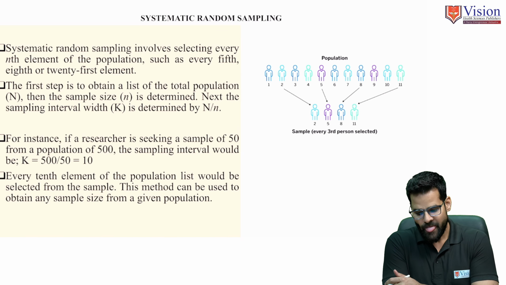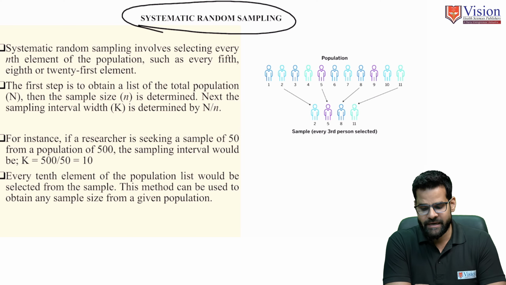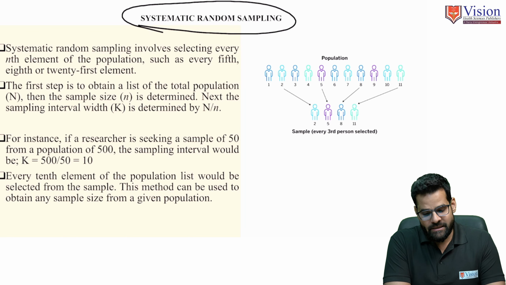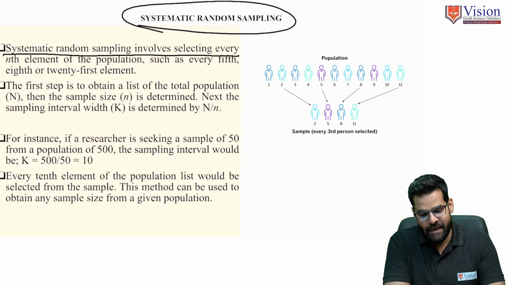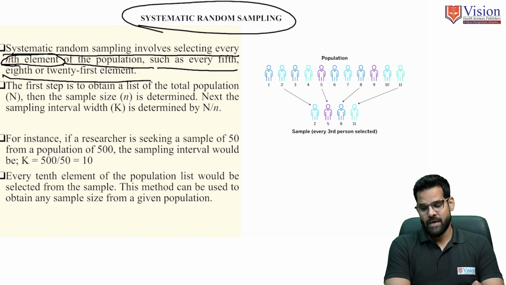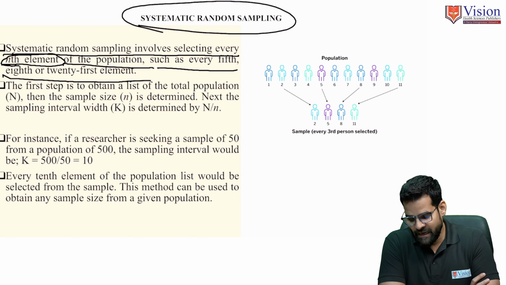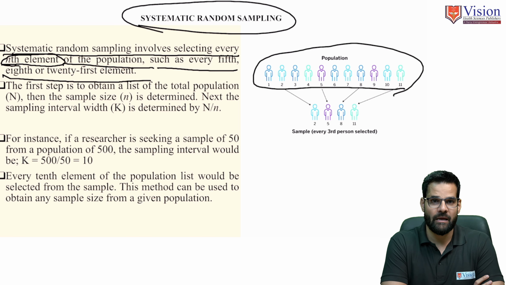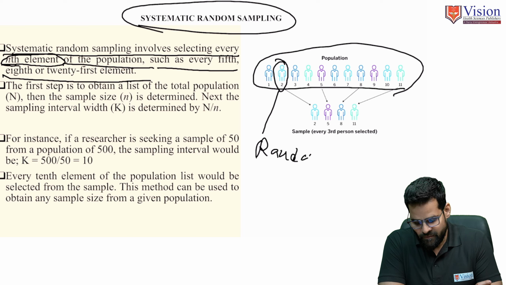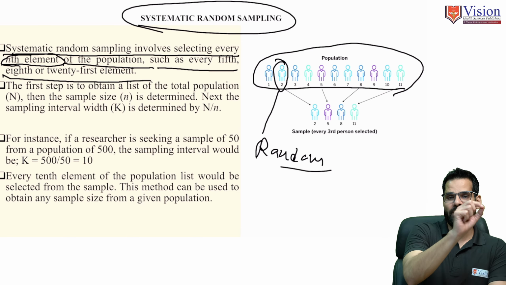Okay. Next type of random sampling is systematic random sampling. What is systematic random sampling? Systematic random sampling involves selecting every nth element. Please remember this, every nth element from the population, such as every 5th, 8th, 20th or 21st element. As you can see here, suppose there are 11 people in the population, and the first person will always be selected on a random basis. Okay, suppose 11. So the first point you have to select based on random.